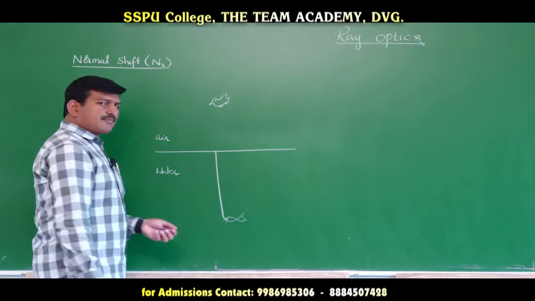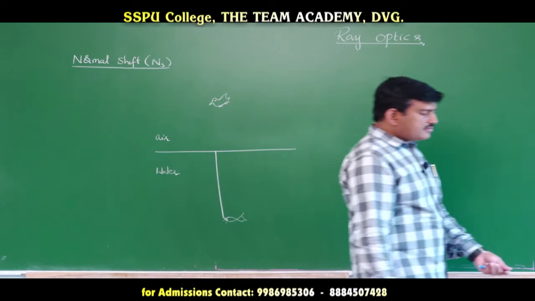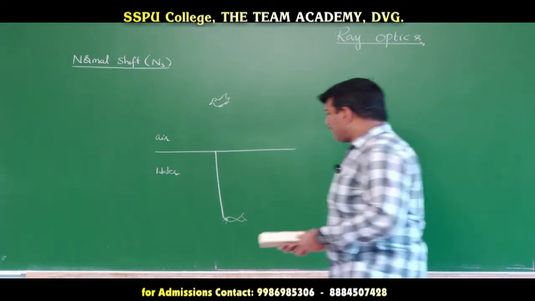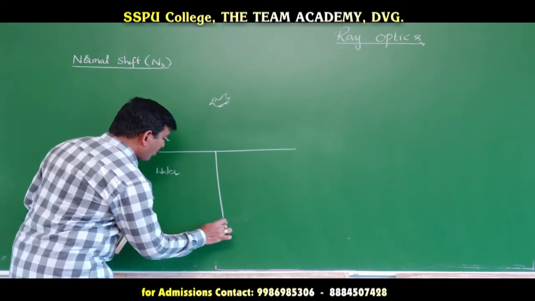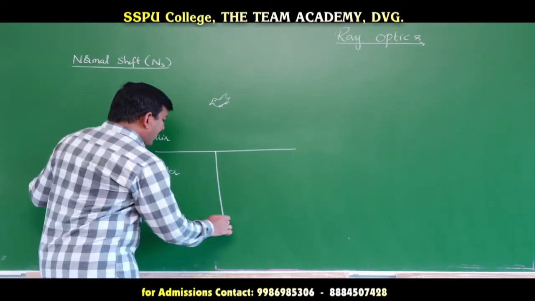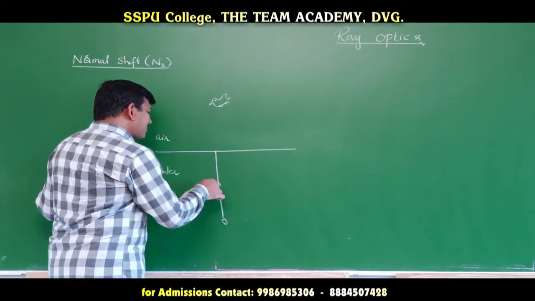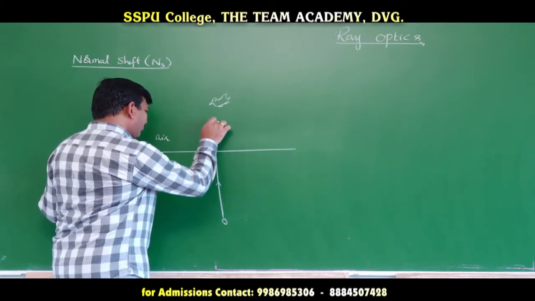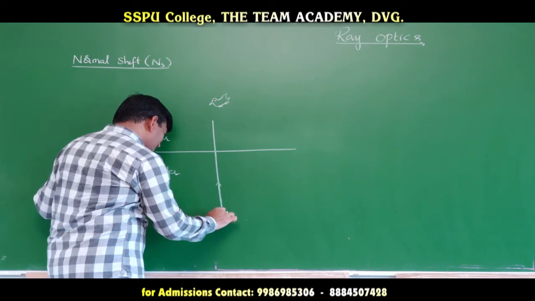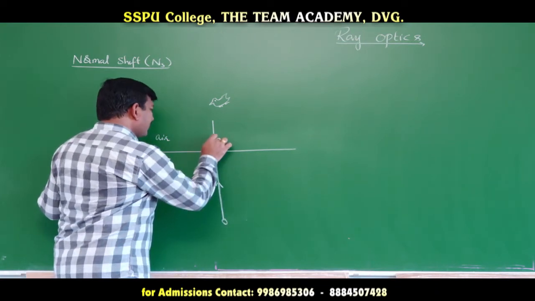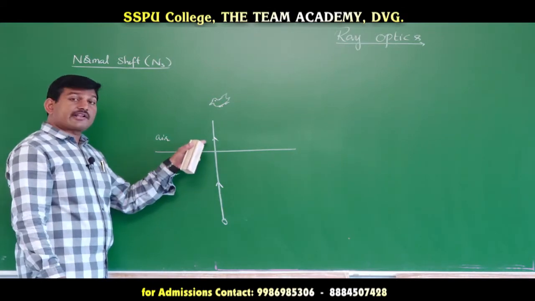Now, let me choose a point illuminated object here. From that point illuminated object, I am considering the light rays. O is the point illuminated object. From this, I am choosing a light ray which is traveling in this way. Now, this light ray is traveling along the normal line. Therefore, for normal incidence, we know that Snell's law is not applicable. Therefore, the light ray travels without any deviation. The light ray moving in this direction does not get deviated or refracted.